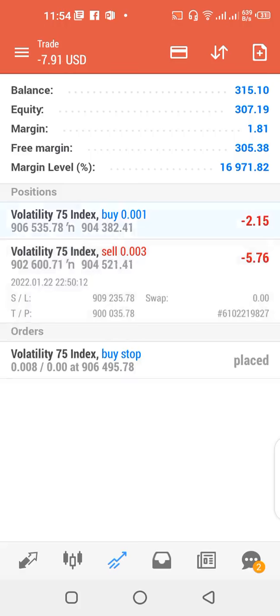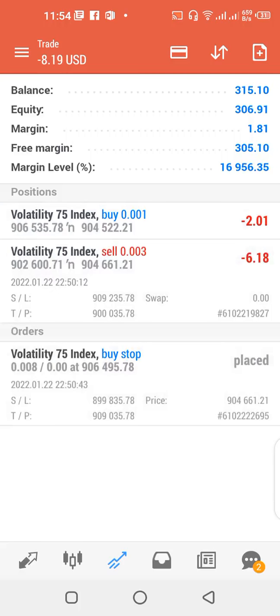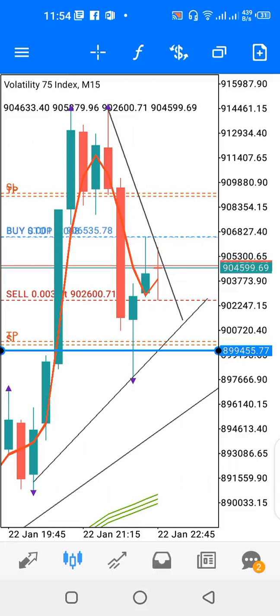Okay, so for now we have 2 running orders. This is the original trade. This is the first hedge trade. This is the second hedge trade. If price continues to range, we will only place one more hedge trade, which will be our third hedge trade. That's if price continues to range. We stop at the third hedge trade for the purpose of this strategy.